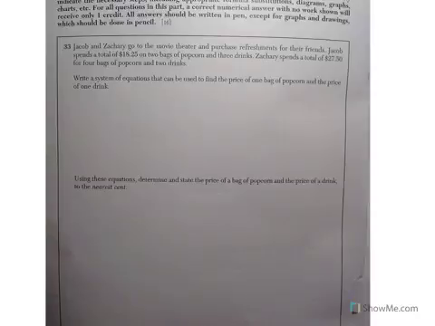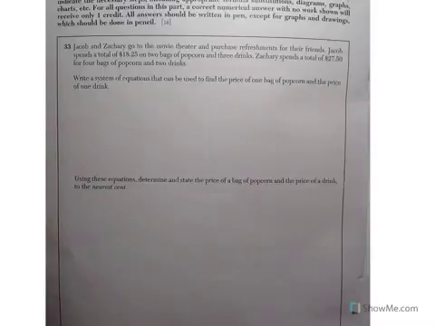Okay, here's January 2015, number 33. And I believe we did this in class, but I'm going to go ahead and solve the equation anyways. 33 says, Jacob and Zachary go to the movie theater and purchase refreshments for their friends. Jacob spends a total of $18.25 on 2 bags of popcorn and 3 drinks, and Zach spends a total of $27.50 for 4 bags of popcorn and 2 drinks.